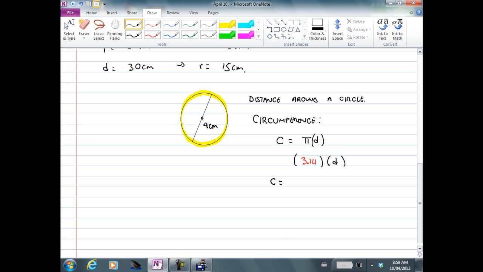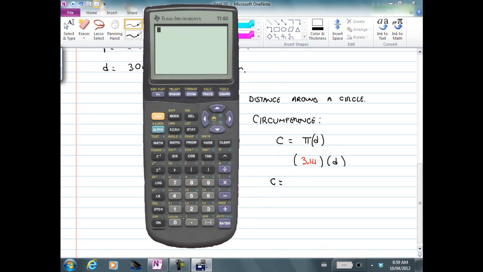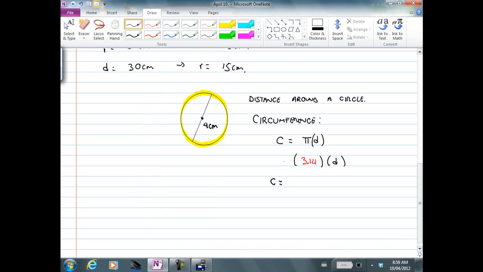So grab your calculator and let's do the math behind this. So you want 3.14 times 4. And your answer is 12.56. And make sure you have the right units, please. That's cm.